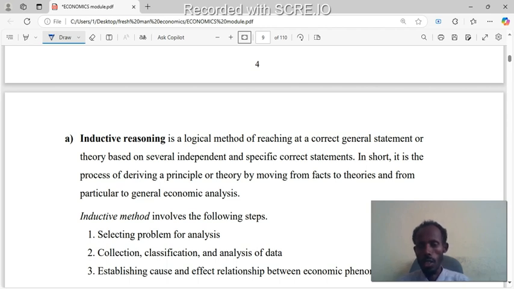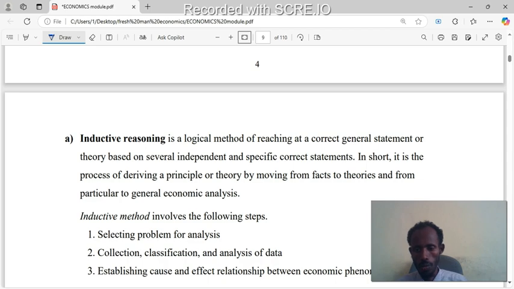So we collect facts, then we go to the general statement or general economic analysis. This is inductive reasoning. We collect specific correct statements, then depending on these specific correct statements, we can conclude or reach the general statement. Such type of reasoning is inductive reasoning.